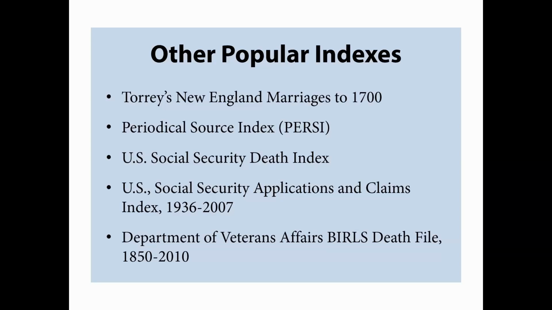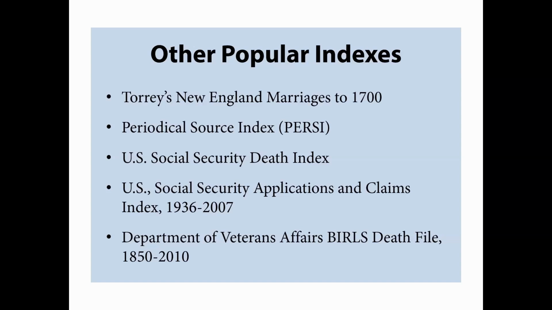Now, there are other different popular indexes out there that you're going to come across in your genealogy, and they're going to include things like Torrey's New England Marriages Prior to 1700, which is on our website, American Ancestors. So if you're looking for those earlier marriages, you can actually do a search on that. There's also what's known as the Periodical Source Index, PERSI, which is hosted by the Allen County Public Library. So any different periodicals and journals you might come across, you might be able to find all kinds of really interesting articles and histories that were done.